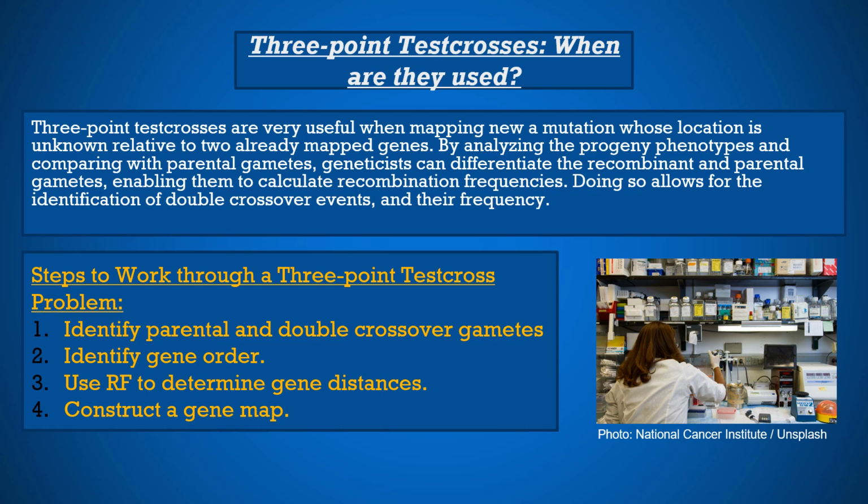Generally, to work through a problem, I like to break it down into four steps: identifying the parental and double crossover gametes, identifying the gene order, using recombination frequencies to determine gene distances, and then constructing the gene map.